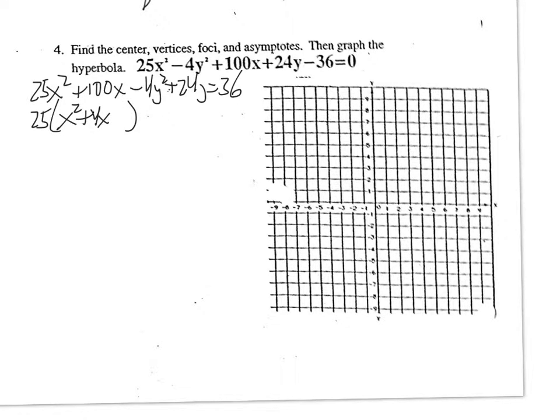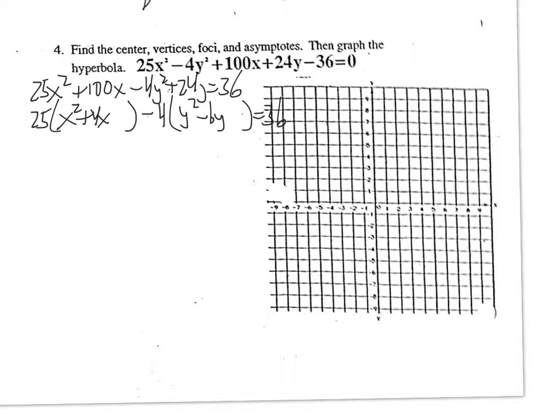Leave some space. For the y group, be careful here, because we don't pull out 4, we actually pull out -4. And when you pull out -4, that's going to flip the signs here. It's going to make you have y squared minus 6y. So be careful there. A lot of mistakes are made there. Equals 36.